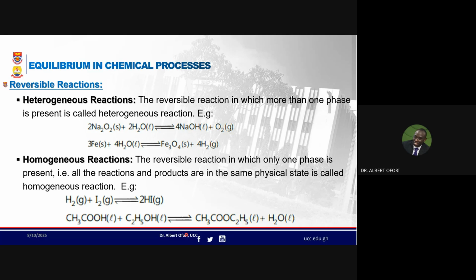When we write H2O in brackets (aq), it means that water is also soluble in water. And how do I know that this substance is going to be soluble in water and this substance will not be? We use what we call the solubility rules.